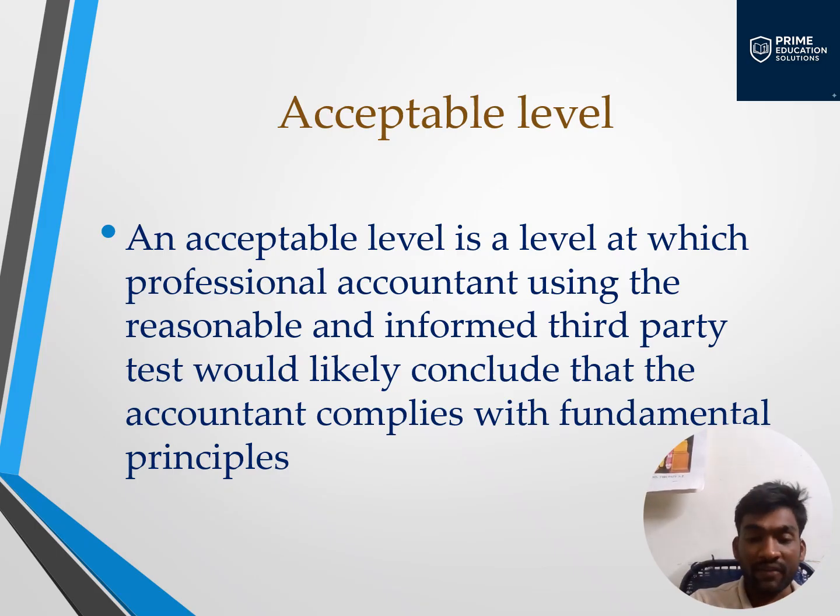What is meant by acceptable level? A reasonable and informed third party, meaning a well-informed and knowledgeable third party, sees that the accountant has complied with the fundamental principles. Actually, we may be complying with the fundamental principles with a little bit of threat. But when the reasonable and informed third party sees that, they conclude that the accountant complied with the fundamental principles. That is called acceptable level.